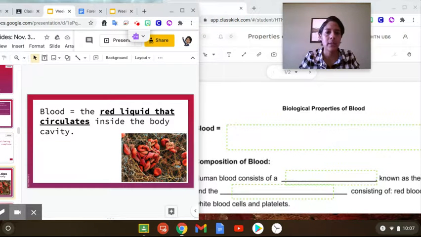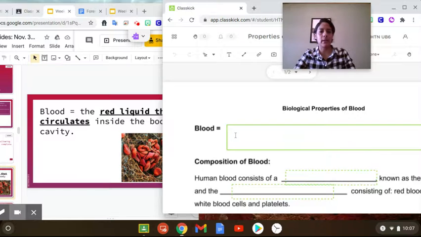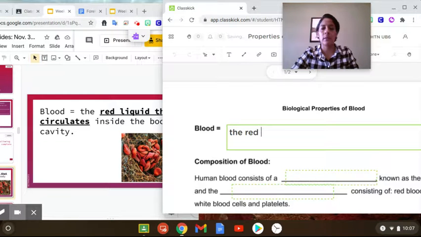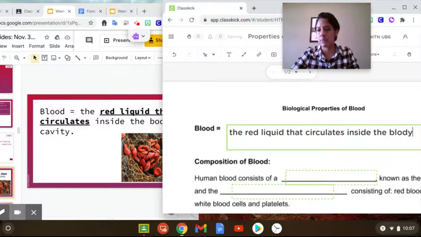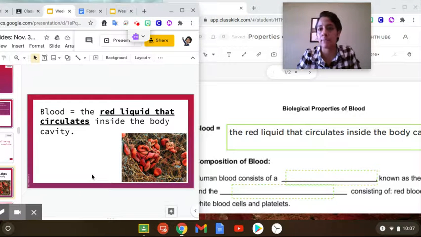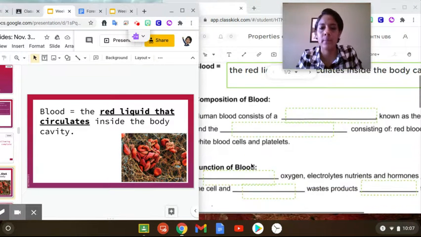Okay, so blood is the red liquid that circulates inside the body cavity. We all have blood, and so that's going to go in this blank right here. We all have blood. We're aware of what it looks like, that it flows through our body. We're just going to talk about some of the properties today.